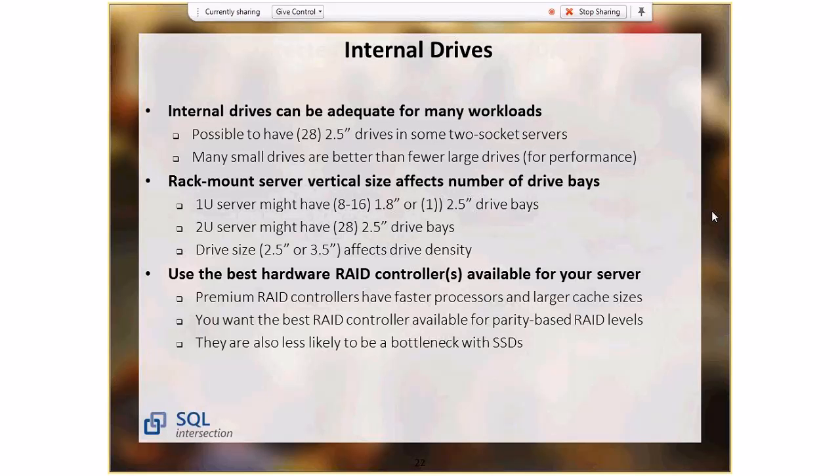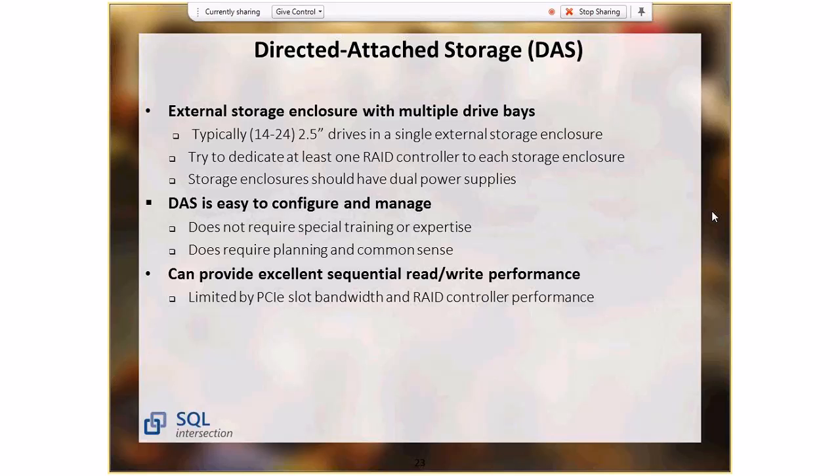Now, with direct attached storage, typically what's going on there is you've got one big storage enclosure with multiple drive bays, and then you have a direct connection to your particular server. And what I always try to do here is have at least one RAID controller for each storage enclosure, and sometimes I might have 2 RAID controllers for each storage enclosure because I don't want the RAID controller to become a bottleneck. And one thing I try to avoid is something called daisy chaining, where you have a RAID controller that connects to a DAS enclosure, and then you hang another one off of that.